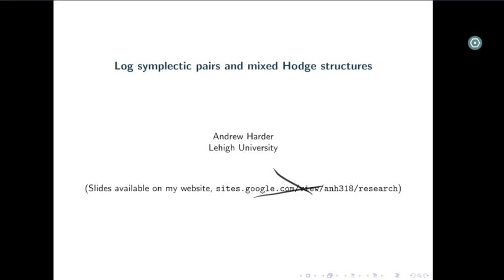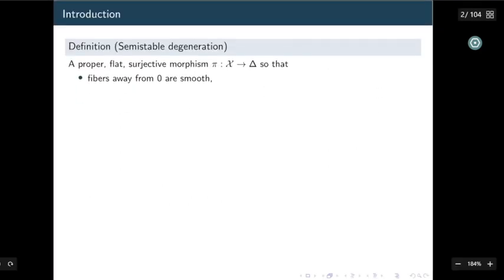I really appreciate it. Okay, so what I want to talk about today is some work that I have finished-ish over the last little while. Really, I want to talk about these log symplectic pairs and their relationship to mixed Hodge structures and their geometry and things like this. So I should explain what I'm talking about first of all.